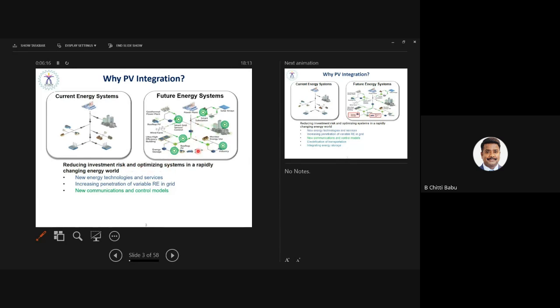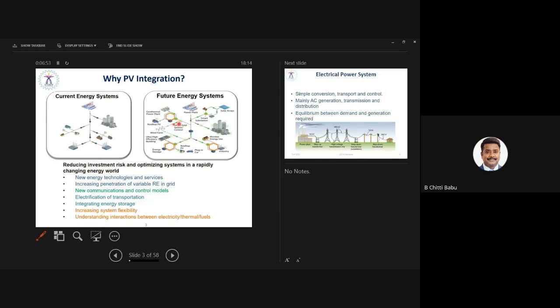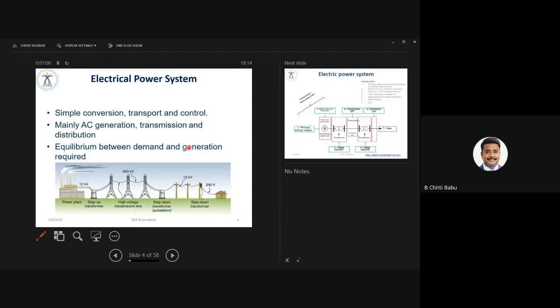As we reduce the investment risk and optimize the system in a rapidly changing energy world, there will be an urgent requirement for new energy technologies and services, and increasing penetration of renewable energy sources in the utility grid, especially in rural areas. You could find a huge penetration of wind energy as well as solar photovoltaic. There will be new communication and control models in the integrated energy system, such as energy storage, plug-in electrification of transportation, and integrated energy storage. Of course, these components are being well integrated into the future energy system, and the energy market plays a very important role in promoting renewable energy.